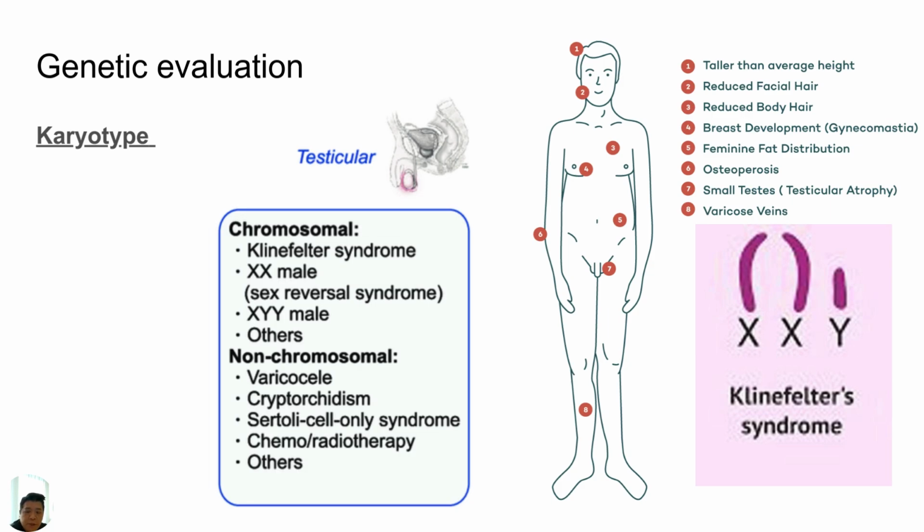For genetic evaluations, first of all, we need to check the karyotype. Klinefelter syndrome with the karyotype of XXY is one of the most common chromosomal disorders in the testicular cause. The patient will have taller than average height, reduced facial hair, reduced body hair with gynecomastia, feminine fat distribution, osteoporosis, small testes usually less than 4 ml, and also varicose veins.